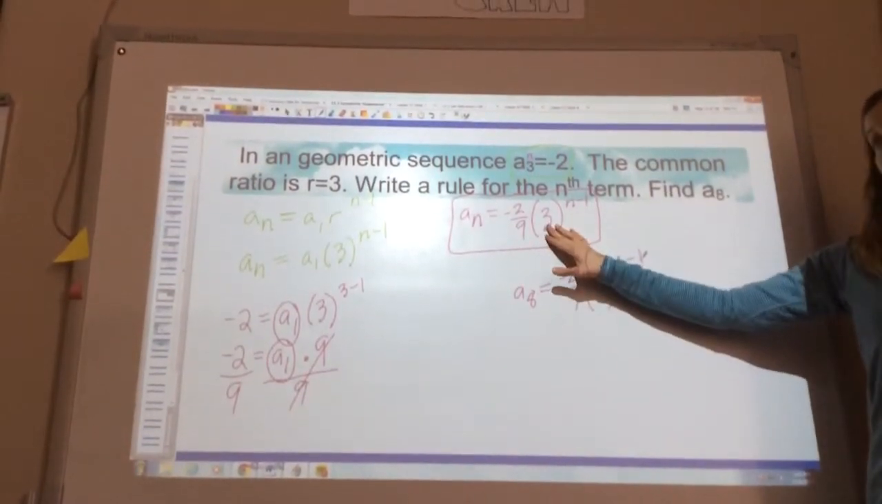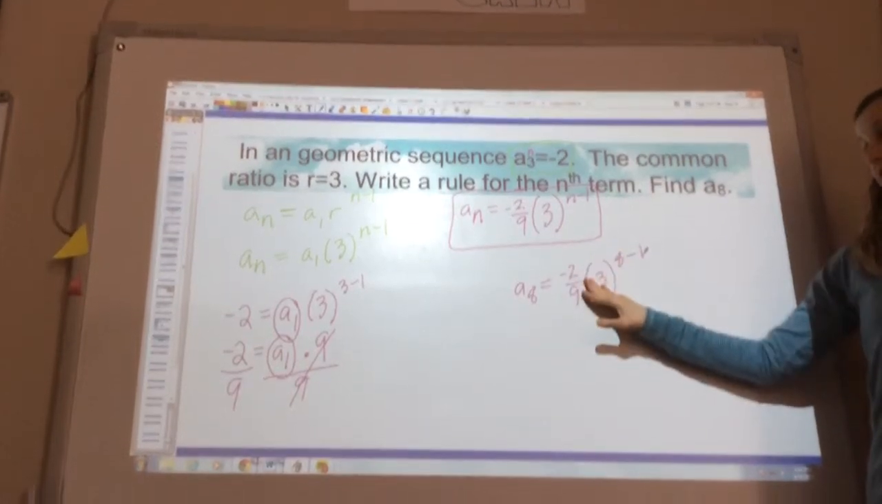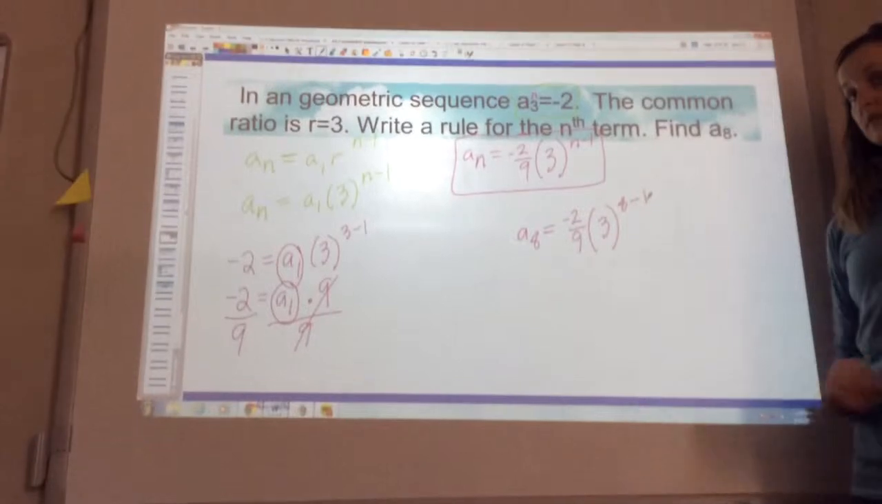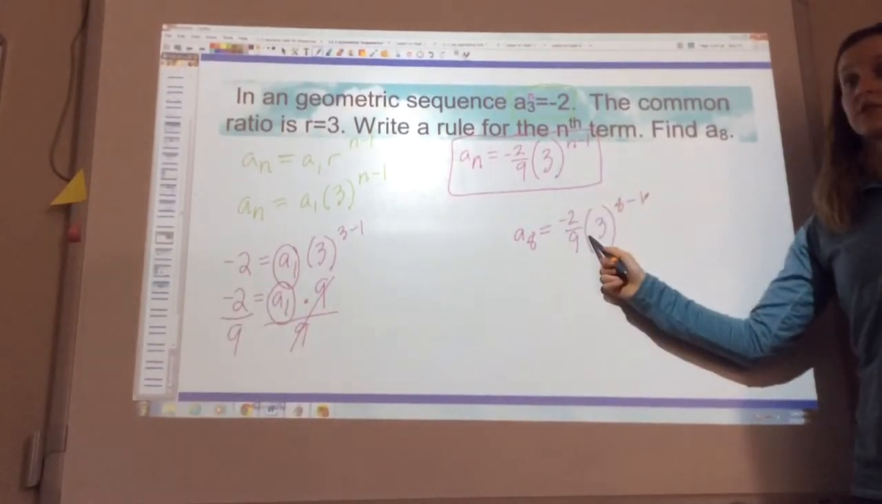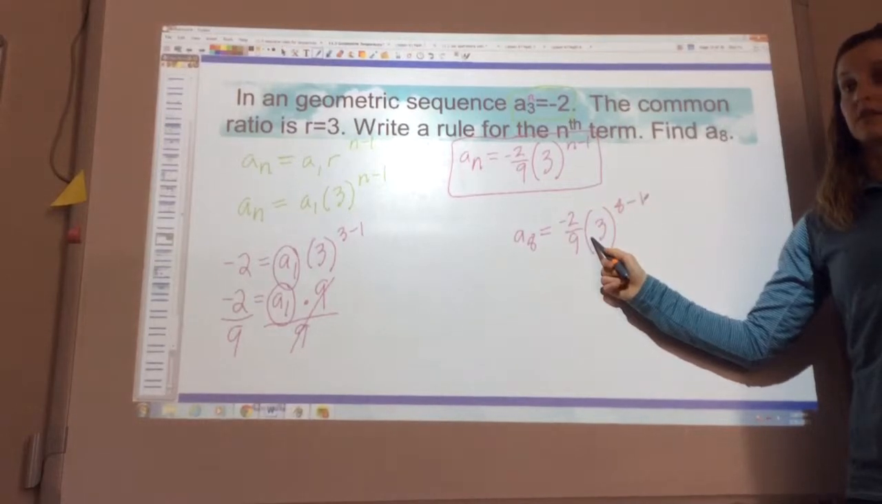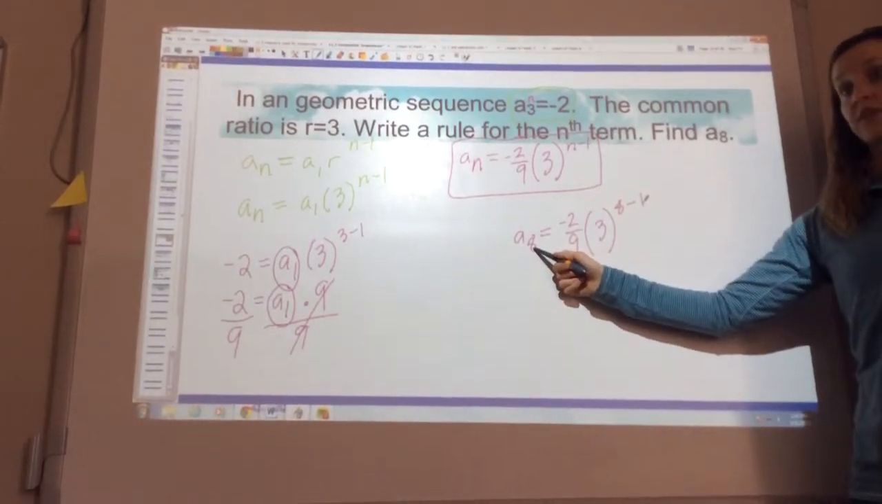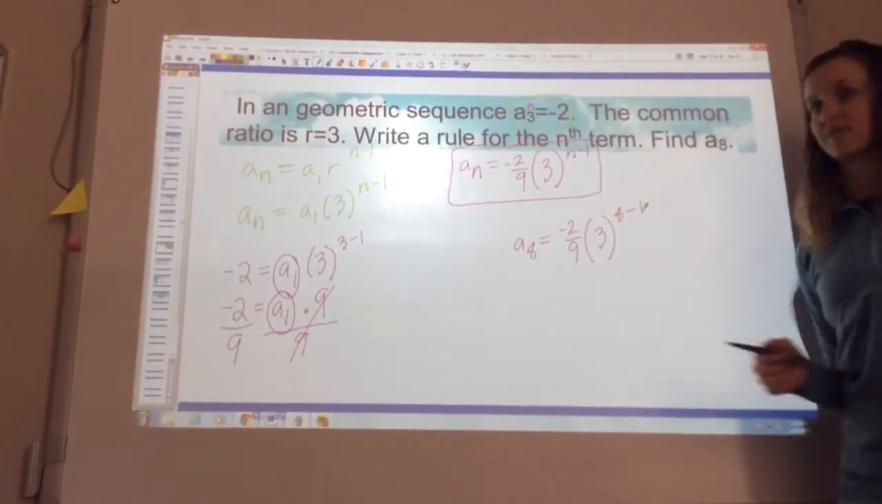You see our original? What's the only thing that we plugged in? A sub n. But what's the difference between these two? But 8. Yeah, because 8 stands for the term number.